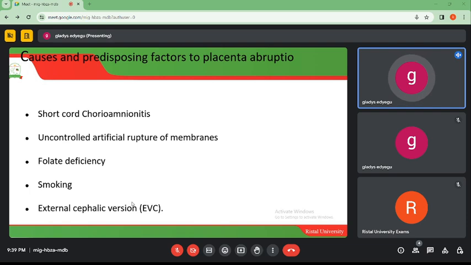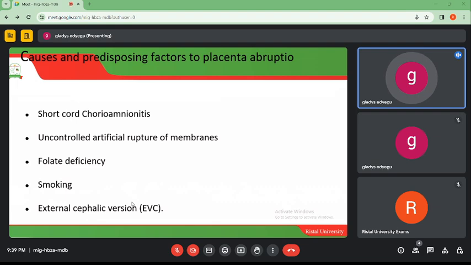A short cord can also affect this as the baby is trying to descend; the placenta can easily start detaching. Then chorioamnionitis is the inflammation of the chorion and the amnion due to infections, and the placenta can easily start separating. Uncontrolled artificial rupture of membranes can also be one.